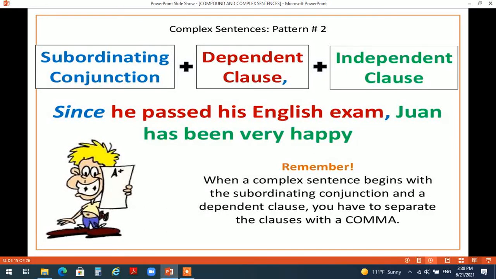أوكي، طبعا هذا الستركتشر ليس هو الستراكشر الوحيد لتكوين complex sentence. يعني ممكن إنه نقلب الجملة ونقول Juan has been very happy since he passed his English exam. يعني مو شرط إنه نبدأ الجملة المعقدة باستخدام subordinator. No, the subordinator can be used in different places within the complex sentence.